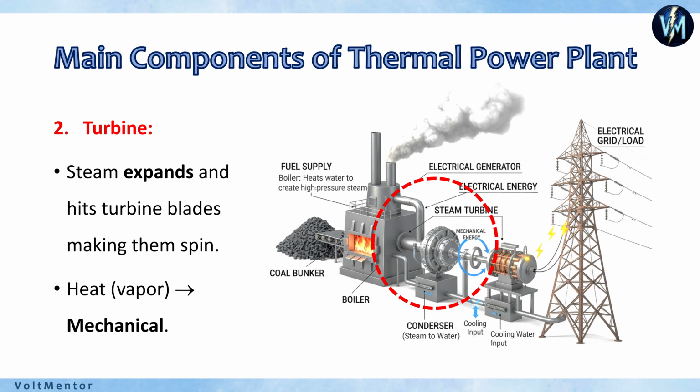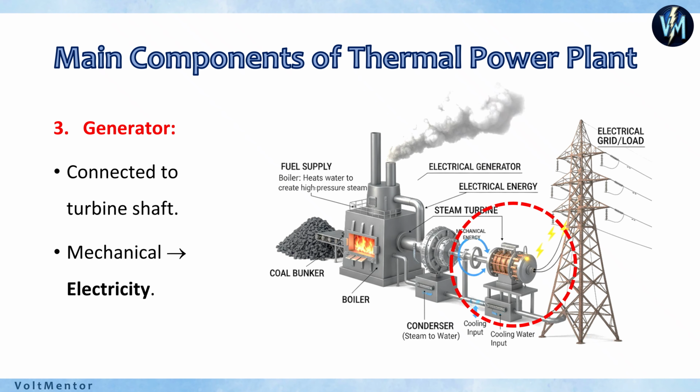The steam turbine is rotated by the high pressure steam. As the steam expands, it loses heat and energy, which gets converted into mechanical energy that spins the turbine shaft. The generator is coupled to the turbine shaft. As the turbine spins, it rotates the generator's rotor, producing electricity by electromagnetic induction.